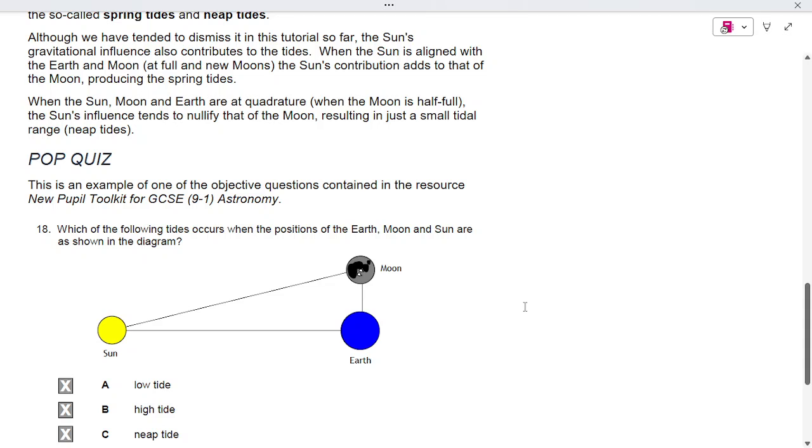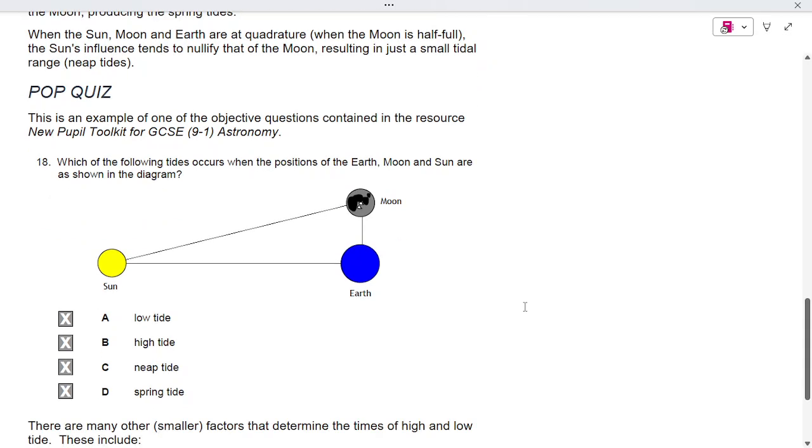Now, I put a little question in here. I think this will be in the worksheet as well, just to have a look at before we finish. So here's an example of an objective question, and this is found in the new Pupil Toolkit. So there we have the sun and the moon and the earth not to scale. And we're asked which of the following tides occurs when the positions of the earth, moon and sun are as shown in the diagram. So again, if you want to pause this and then play, then that will be fine. You'll be able to think about this a little bit.